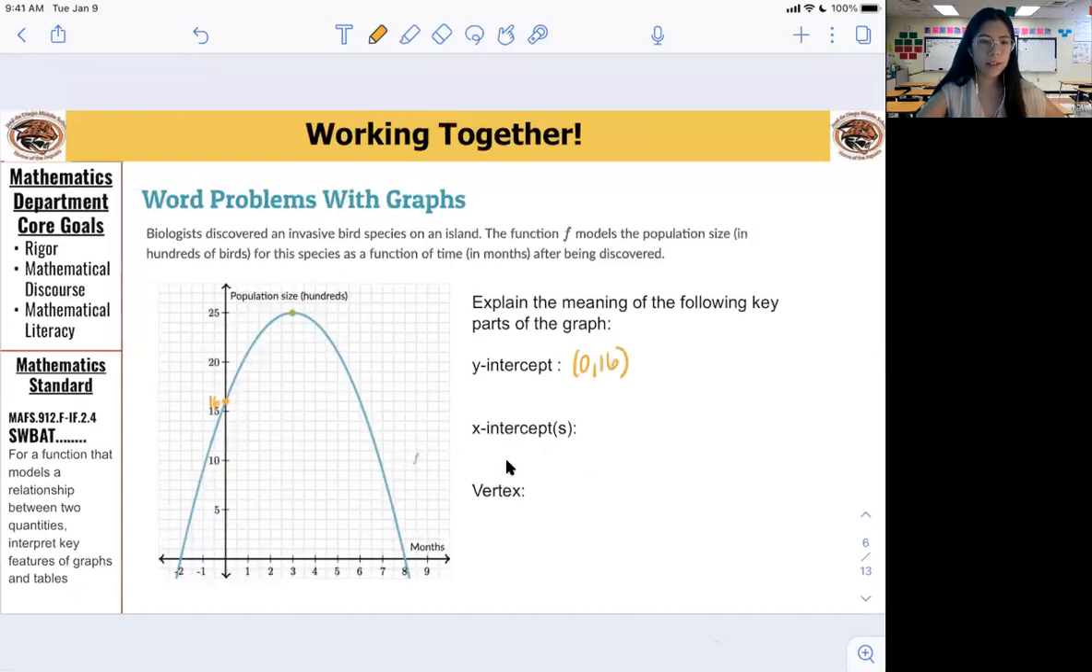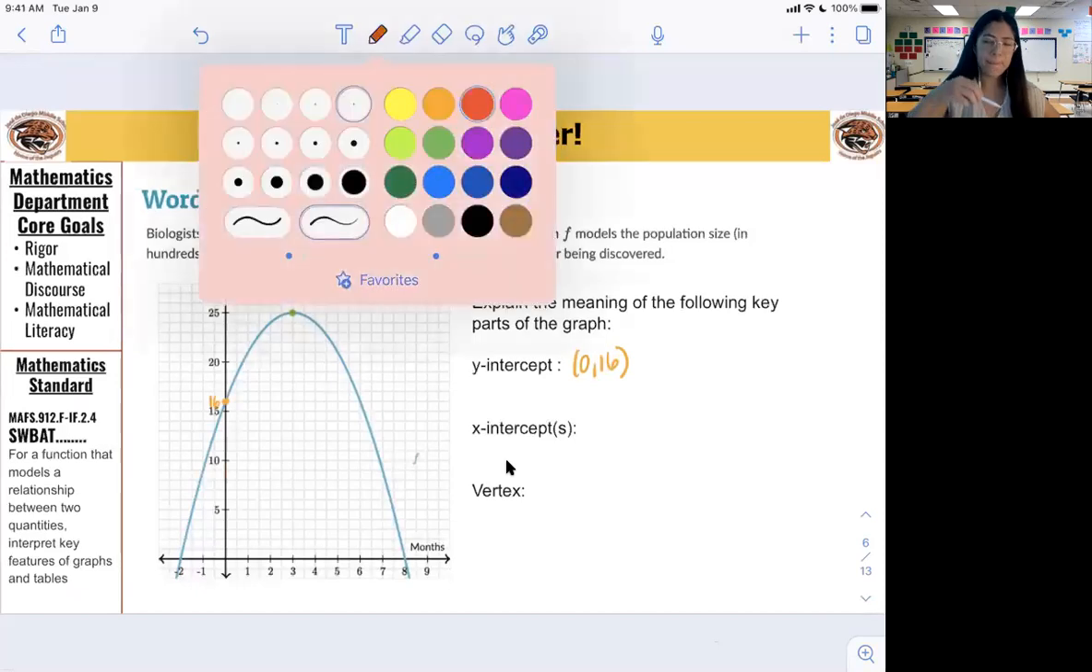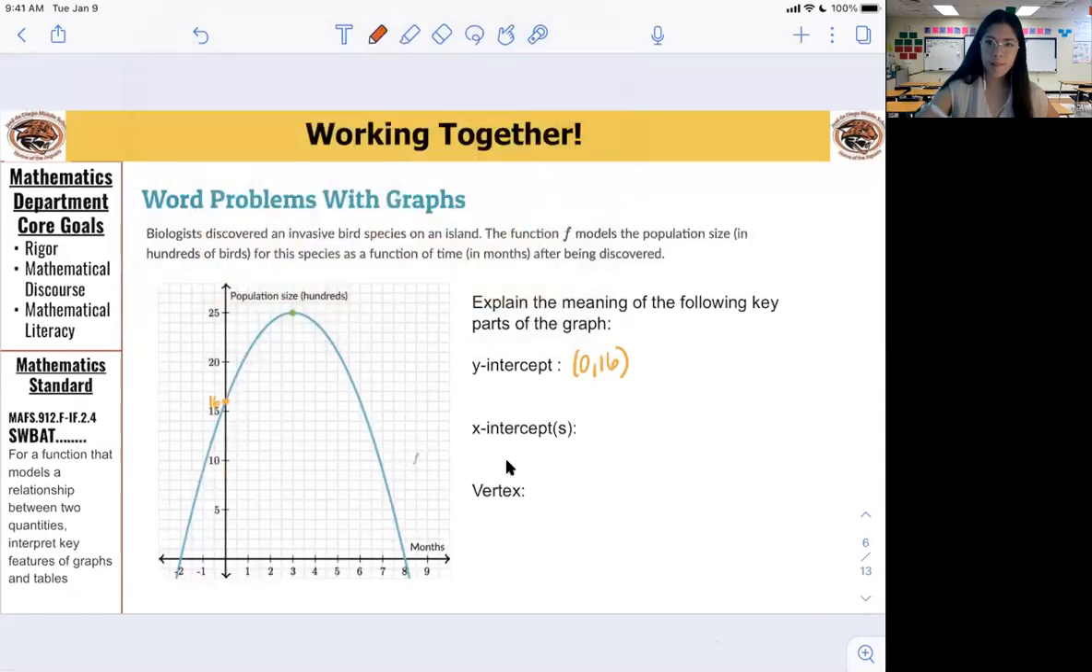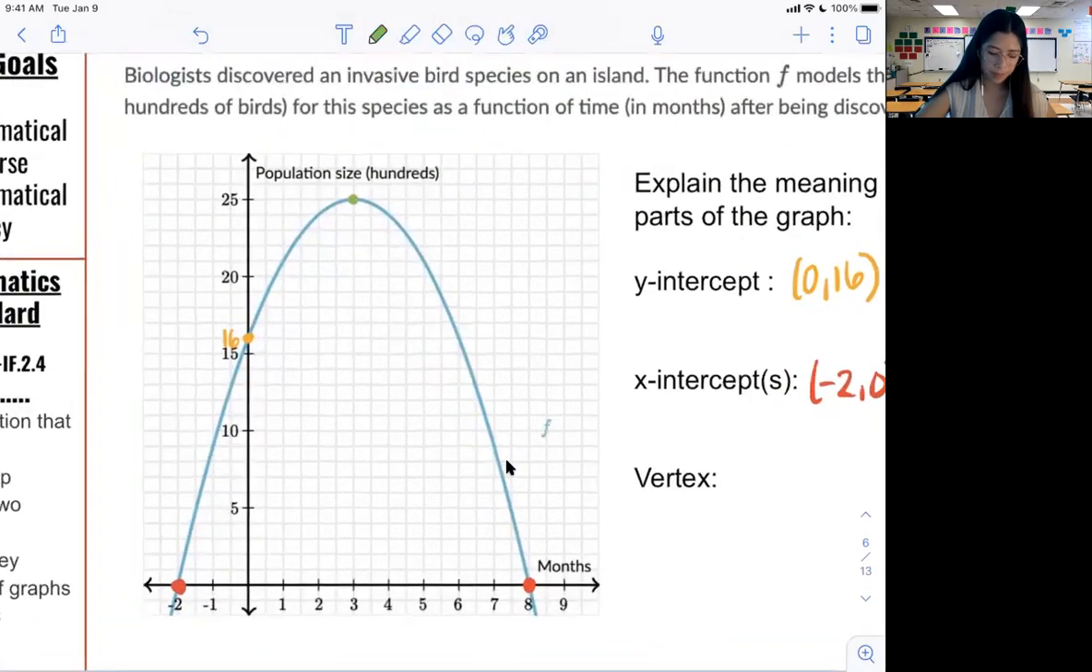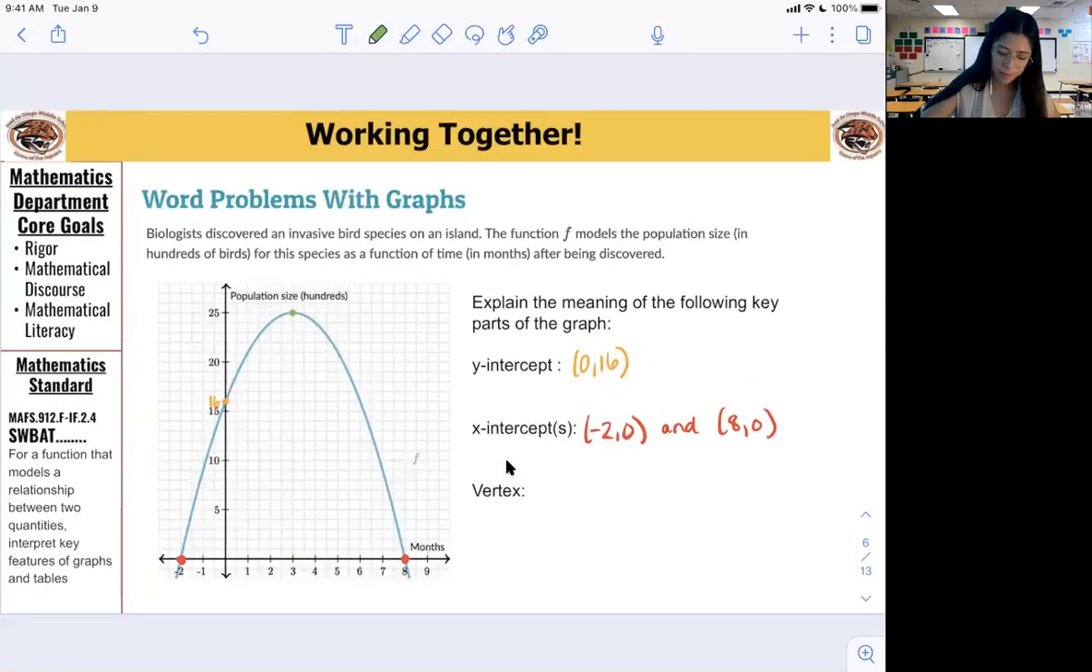But next, the x-intercepts. -2 and +8, good. And the vertex. Give me a full coordinate point. So 3, 25. Yeah, that's at the 3, right? It's a little hard to, yeah. 3, 25. Cool.